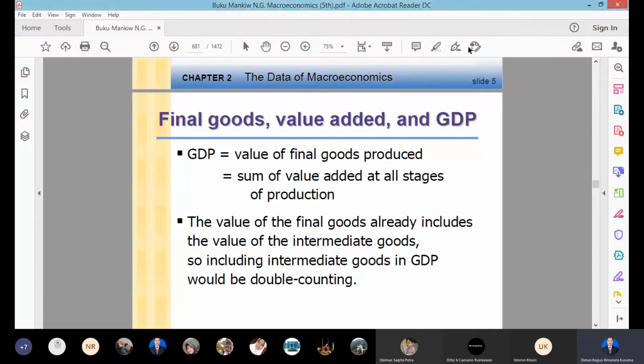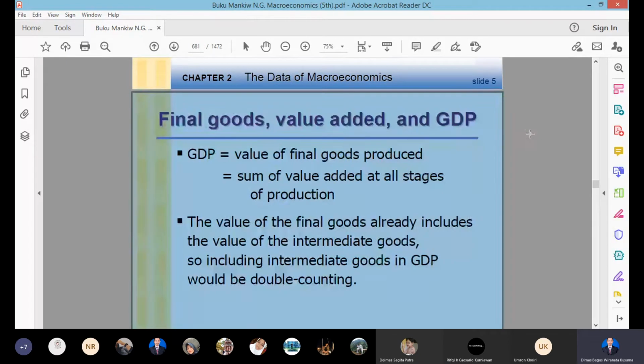Okay, the next one. The value of the final goods already includes the value of intermediate goods. So including intermediate goods in GDP would be double counting. So you need to differentiate between the value of final goods and intermediate goods. In other words, there is no double counting. If you are using the value of final goods produced, just put the final products. But if you use the value added approach, just add all stages of production. Not both of them are used all together. Okay, the next one.